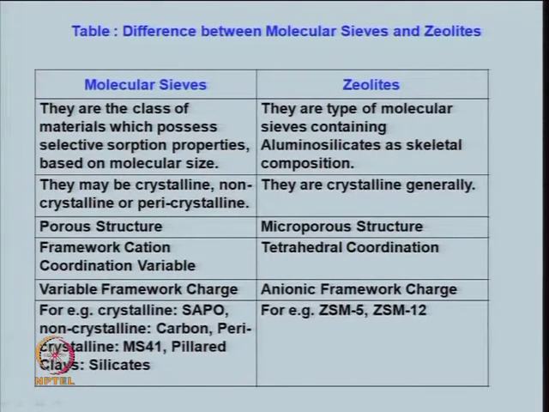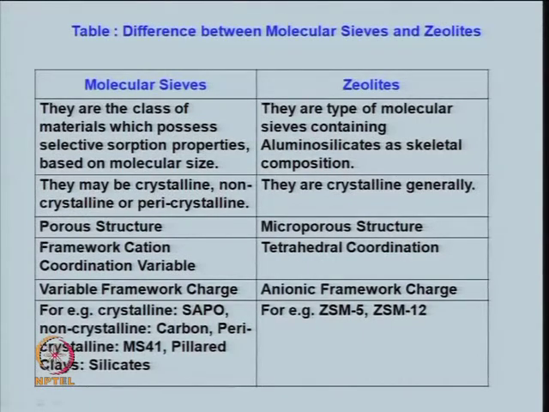Both are porous in nature. Molecular sieves are porous, and can have larger pore sizes also. A wide pore size distribution may be available in molecular sieves, but zeolites are basically microporous or mesoporous material. Most of the time we talk about microporous, and that is important when you look at catalytic reaction activity.